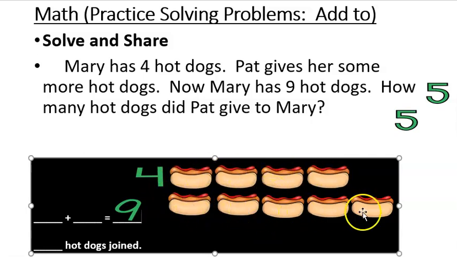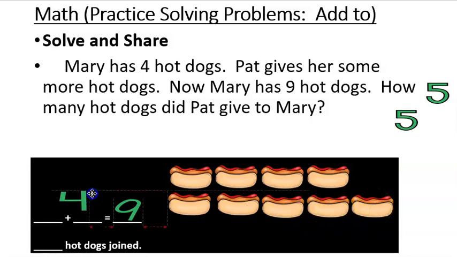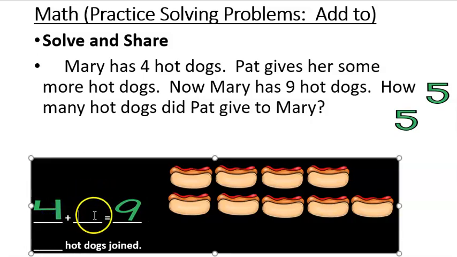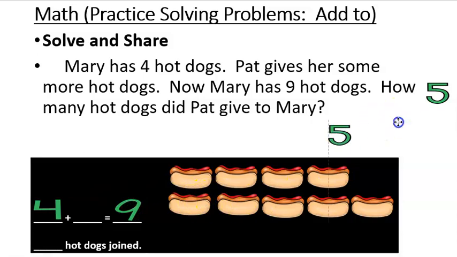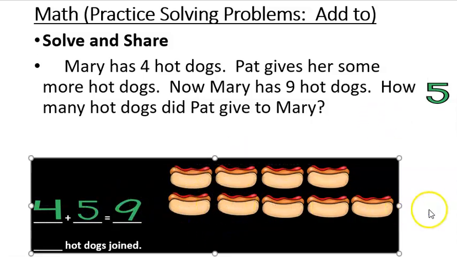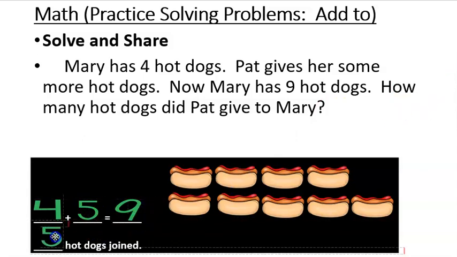Now, first graders, how many hot dogs are in the second row? How many are here? Let's count it. 1, 2, 3, 4, 5. So first graders, what number is going to go right here? 5. Because look, we put in 5 hot dogs here, okay? Now, since we put 5 here, we need to put 5 down here again because that tells us 5 hot dogs joined in again from this second row.